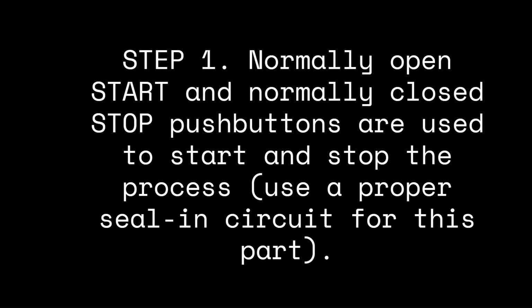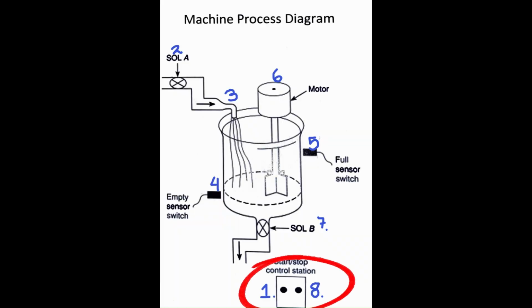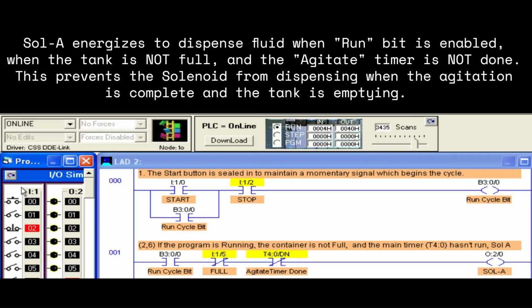Step 1. Normally open start and normally closed stop push buttons are used to start and stop the process. Solenoid A energizes to dispense fluid when the run bit is enabled, when the tank is not full, and the agitate timer is not done. This will prevent the solenoid from dispensing when the agitation is complete and the tank is emptying. Otherwise, it would start running.